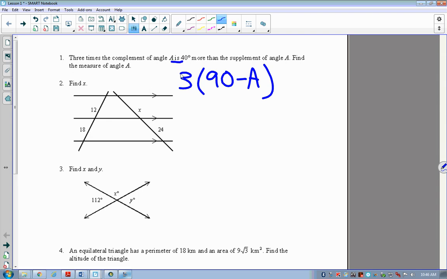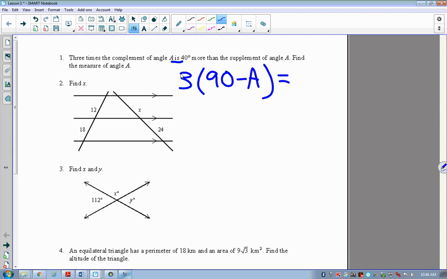In math, what do we replace "is" with? Equals. Okay, 3 times the complement of angle A is, okay, 40 degrees more than. Here's the hard part about this: are they truly equal? If 3 times the complement of angle A is 40 degrees more than the other side, are they truly equal? No. This side, is it too big or too small? Too big, right? Because it's 40 degrees more than.